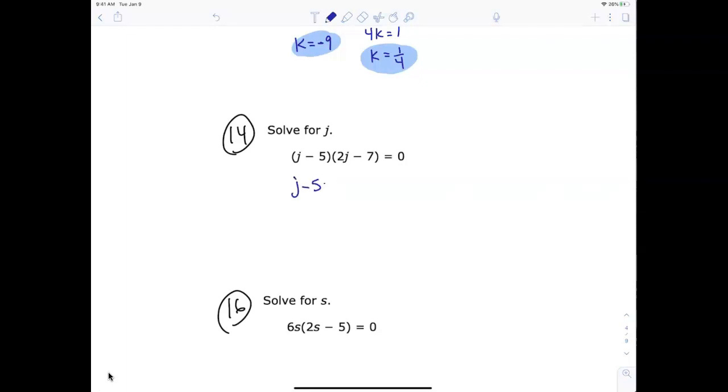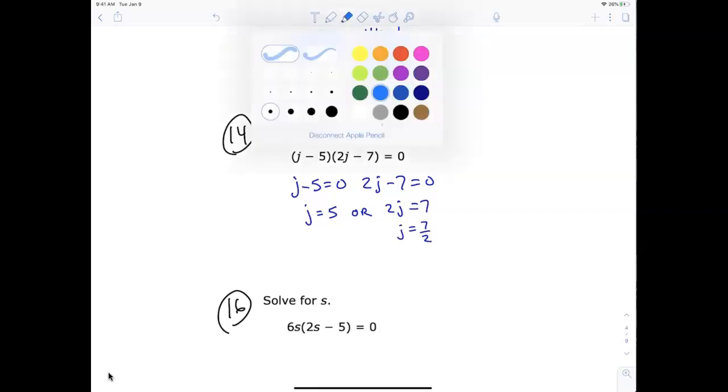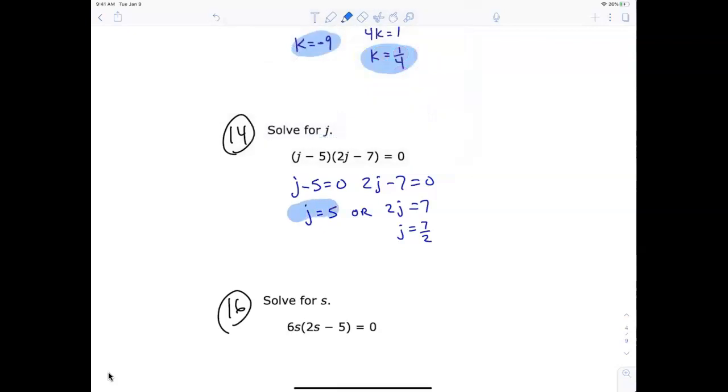J minus 5 equals 0. 2j minus 7 equals 0. So j equals 5. Or 2j equals 7. J equals 7/2. Okay, once again, j equals 5. J equals 7/2.